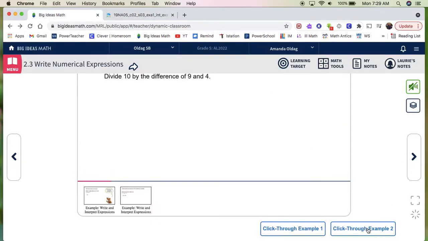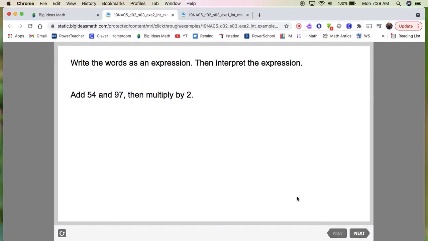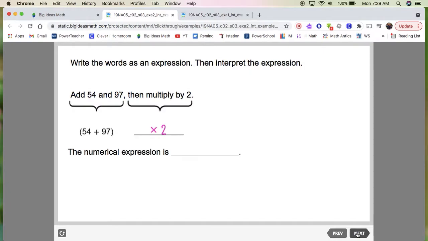The second example looks like this. It says write the words as an expression, then interpret the expression. Add 54 and 97, then multiply by 2. So first we're going to add 54 plus 97. Notice they put it in parentheses. We're going to take that whole thing and we're going to multiply it by 2. So the numerical expression is (54 plus 97) times 2.